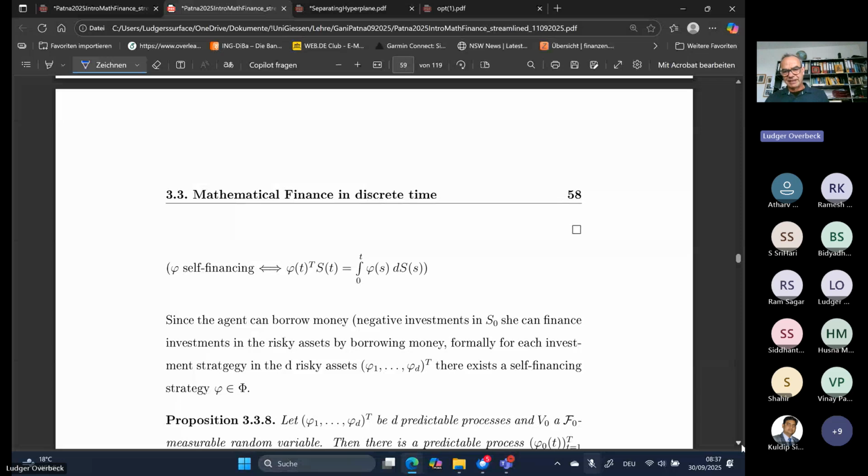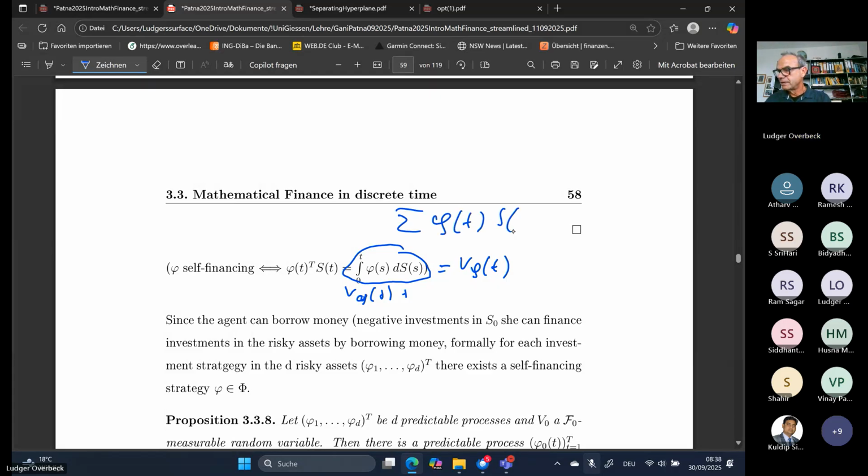And so I don't know whether some of you have already some experience with stochastic integrals. Later, self-financing gives you that the value is a stochastic integral. So this is discrete. So far, it's a discrete time integral. But this later becomes, and it's a very specific one.